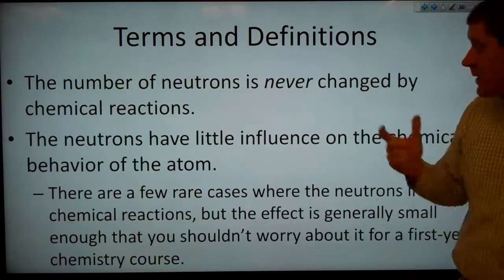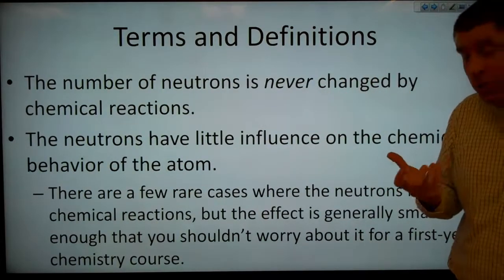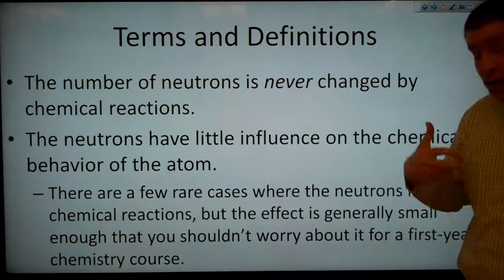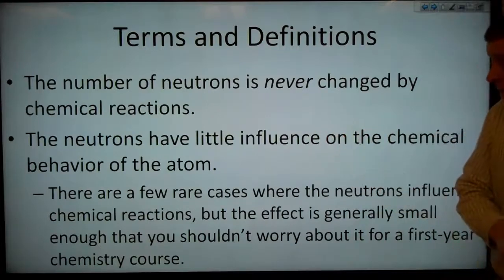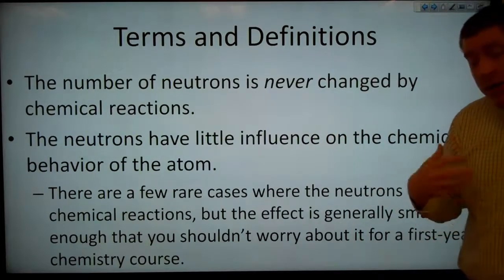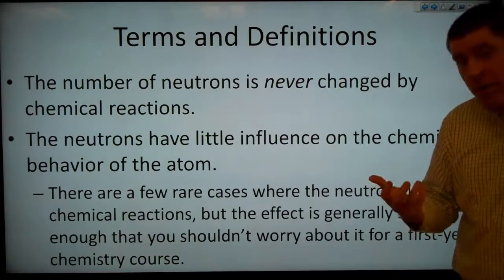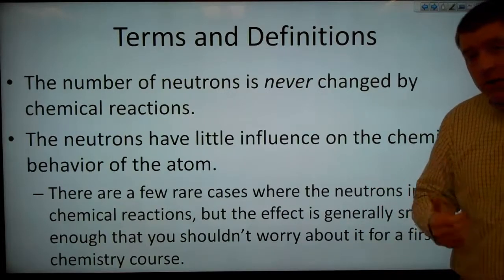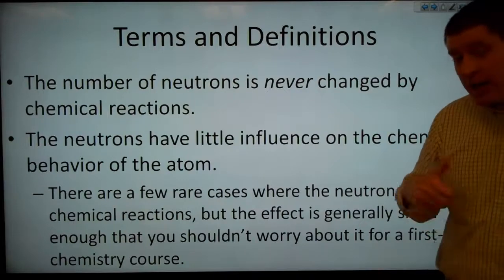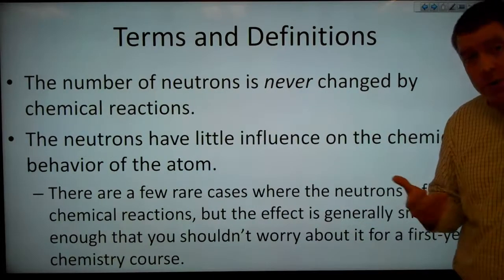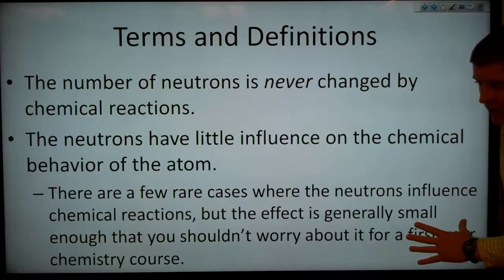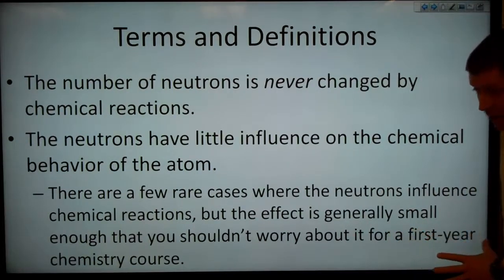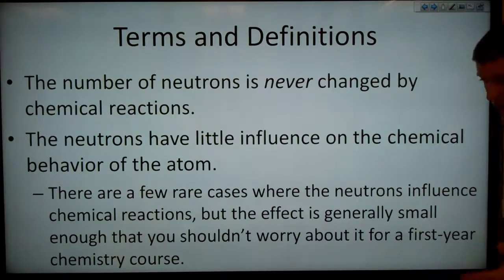So the number of neutrons is never changed by chemical reactions, just like the protons are never changed by chemical reactions. Again, they could be changed by nuclear reactions, though. The neutrons have little influence on the chemical behavior of the atom because they're not charged. They're not influencing very much, except for the stability of the nucleus, which again in chemistry, outside of nuclear chemistry, we're not really that interested in. So there are a few cases where the neutrons influence chemical reactions, but the effect is generally pretty small, and it's usually small enough that you shouldn't worry about it for at least a first-year chemistry course.